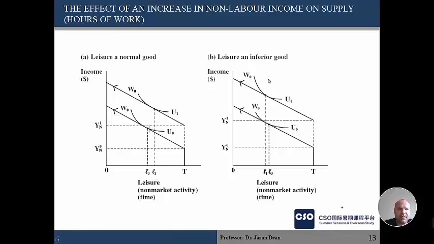Now in the second diagram, leisure is inferior, so we know if there's an increase in non-labor income, leisure should fall. So here in this illustration, this person's preferences are such that they would demand less leisure and work more.